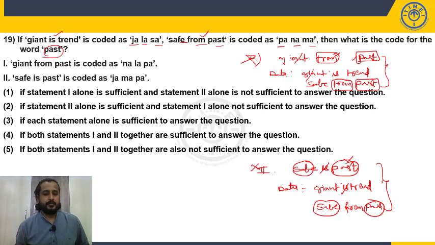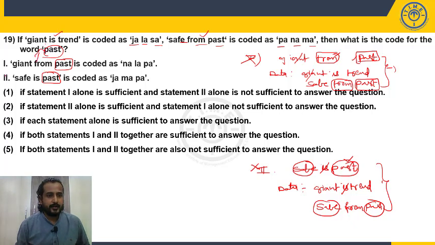Now by combining all the statements, that means I am going with 1 and 2 together. Now when I am looking at this statement 1, from and past I have common. Right, from and past. Now here what do I have common? Save and past. Right. Now let me combine these two statements. When I am combining these two statements, what is the only common term? Only past.